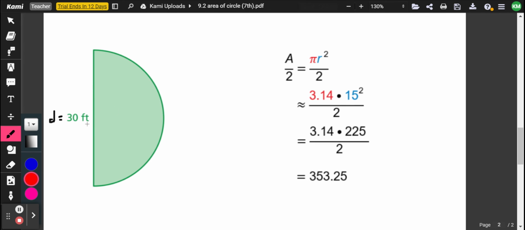So in this case, they give us the diameter of 30. Again, we need the radius, so we're going to take half of 30. So our radius is 15. Okay, so then we plug in our numbers. We're going to call pi 3.14. Our radius is 15. We're going to square 15, so we get 225. We multiply 3.14 times 225, and we get 706.5.